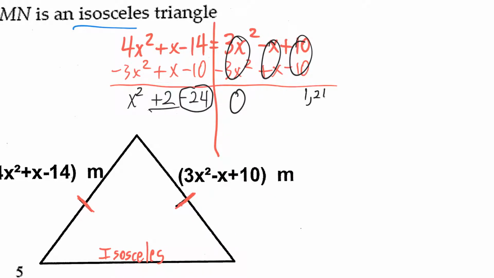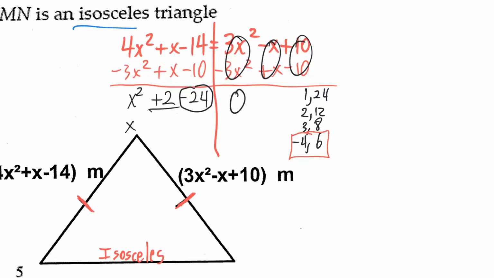So we have 1 and 24, 2 and 12, 3 and 8, and 4 and 6. So which one of those is going to get me to 2? 4 and 6. And I need the product of those two numbers to be negative 24. So one of the numbers has to be negative. Which one is it going to be? Negative 4. Because negative 4 times 6 is negative 24. But negative 4 plus 6 is my positive 2.